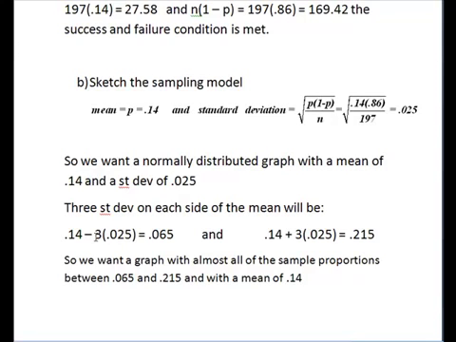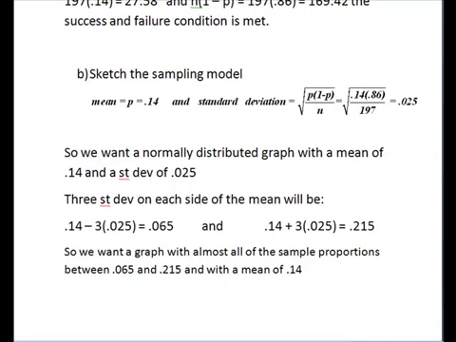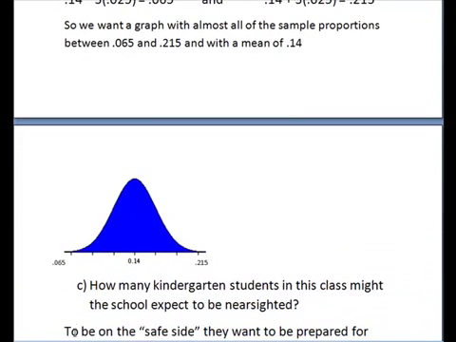If you go out 3 standard deviations on either side of the mean, remember, by the empirical rule, you capture 99.7% of the distribution. So we compute what the mean minus 3 standard deviations is, and the mean plus 3 standard deviations. So we're looking for a graph that has a mean of 0.14 and almost all of the sample proportions between 0.065 and 0.215. This would be the appropriate graph, centered at 0.14 and extending from 0.065 to 0.215.